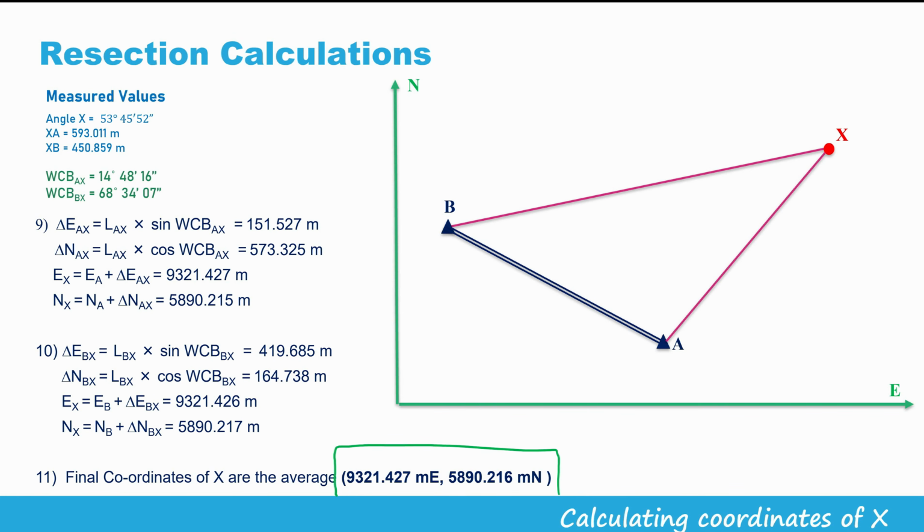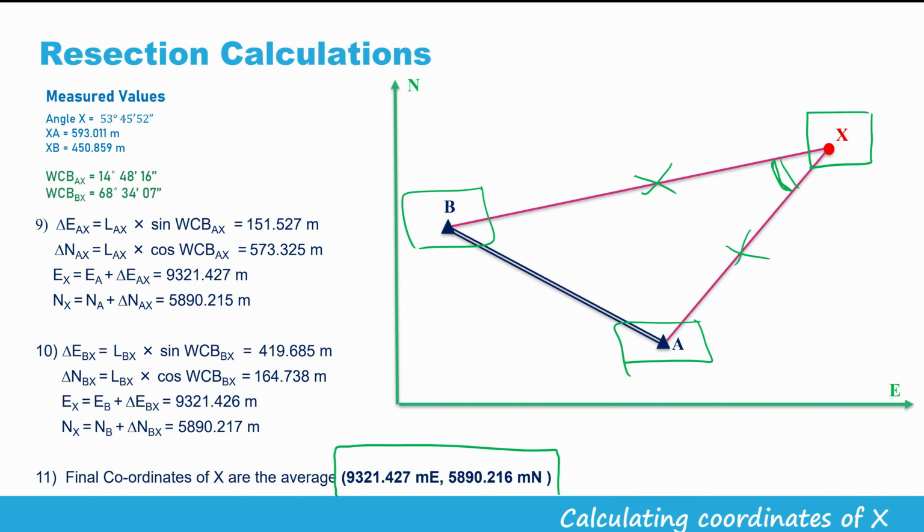Now by doing that, guys, we have calculated the coordinates of the unknown station. It is known on the ground but unknown in terms of coordinates. We have calculated these coordinates using the resection procedure from two known stations A and B after doing total station measurements for this angle and this distance and this distance.